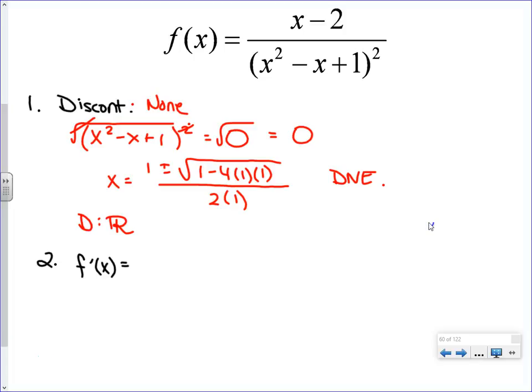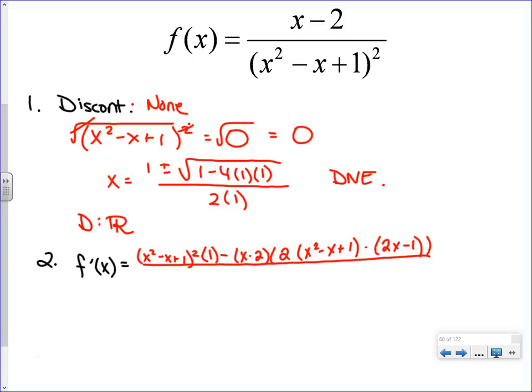Okay. Bottom times the derivative of the top: x squared minus x plus 1 times the derivative of x minus 2. Minus top times the derivative of the bottom. What's the derivative of the bottom? U squared, so you're bringing down the 2. Chain rule, right? Keep the inside, to the power of 1, times u prime. And who's u prime? All over the bottom squared. When you square, what do you get?